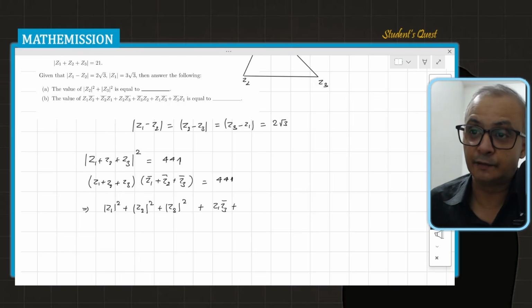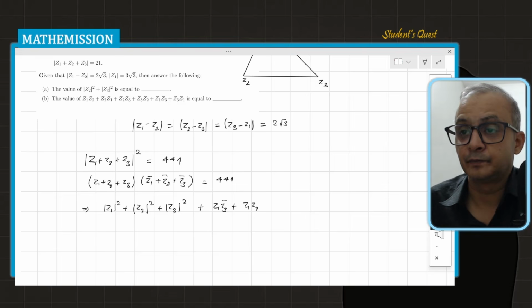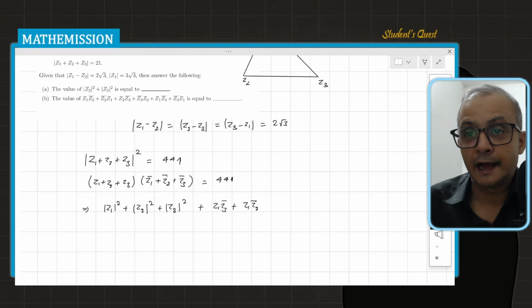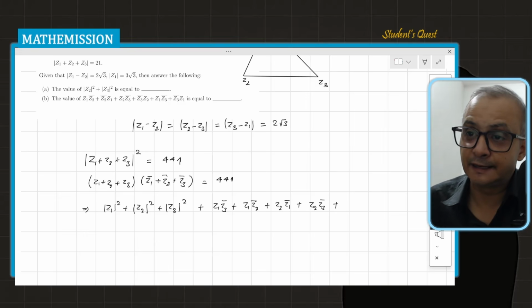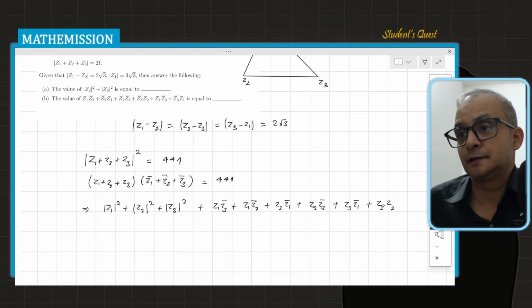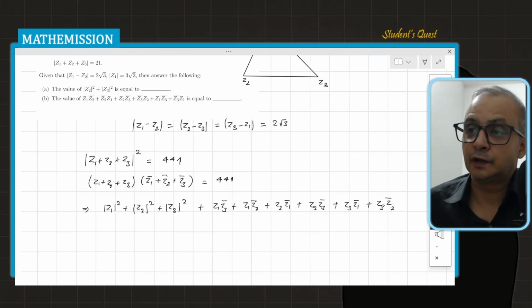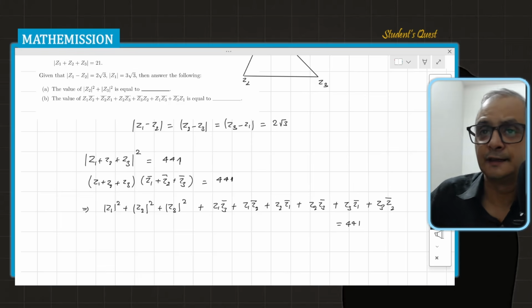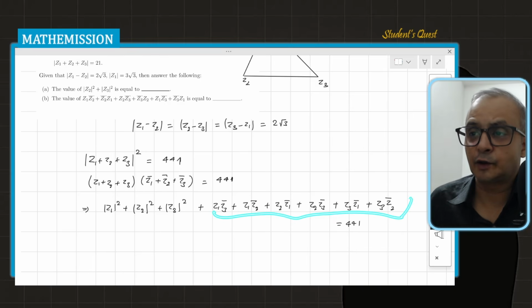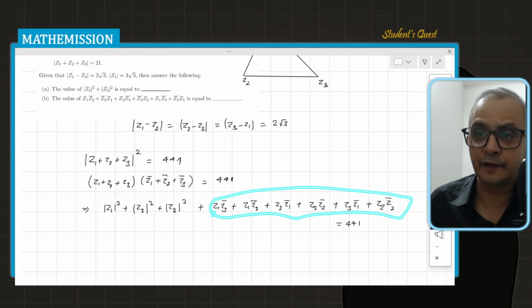Then Z1 Z3 bar will come. Then Z1 Z2 bar will also come, because there is no such cancellation. After that Z2 Z1 bar, then Z2 Z3 bar, then Z3 Z1 bar and Z3 Z2 bar. So this is given as 441, and in this, you notice that in the second part of the question they are asking exactly this thing. So why not find the second part if we can.